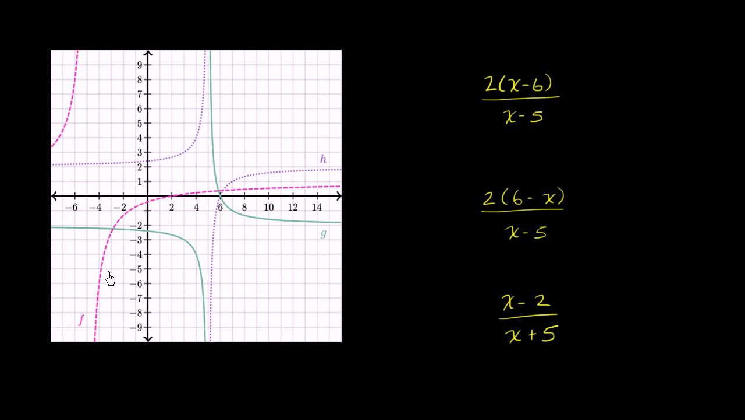So we've got three functions graphed here. The function f in magenta, the function g in this green color, and the function h in this dotted purple color. And then we have three expressions that could be potential definitions for f, g, and h.